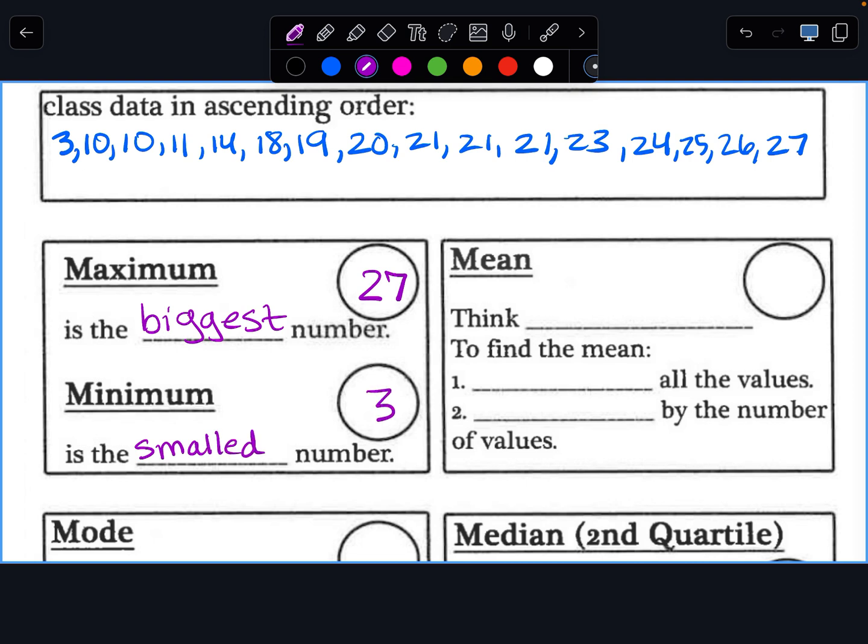Does anybody know what the mean is? Sandhu? The average? Yeah, it's like the average. So we're going to add them all up and divide by how many there are. So somebody add these up for me, on your calculators. I'm going to do the same thing, and then we can compare just in case.